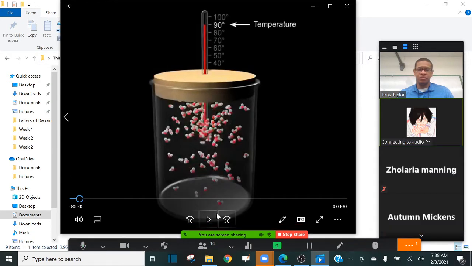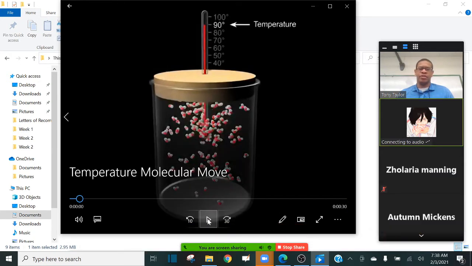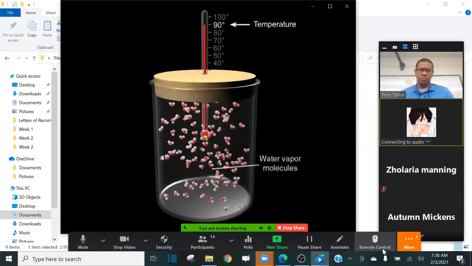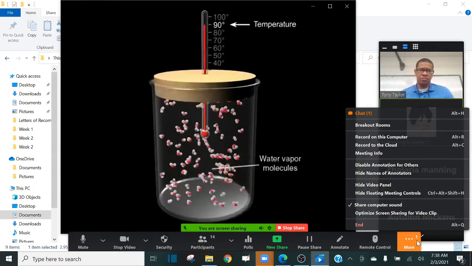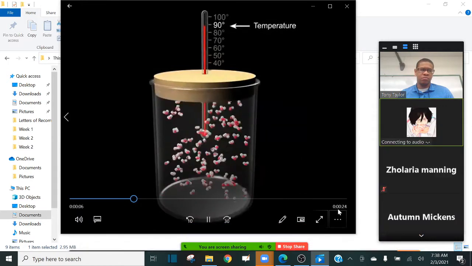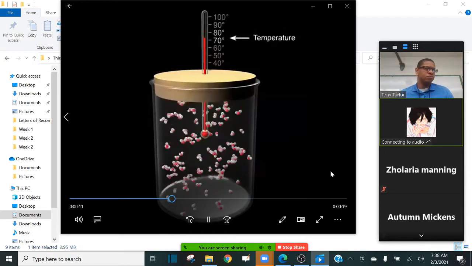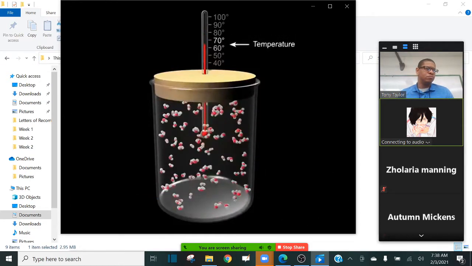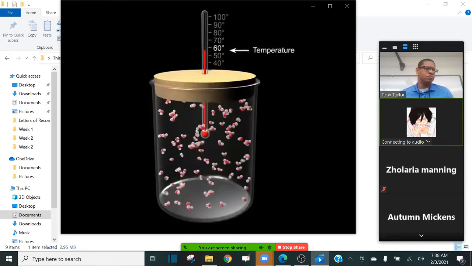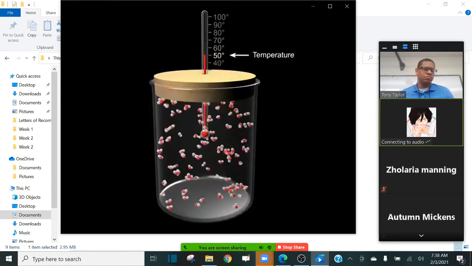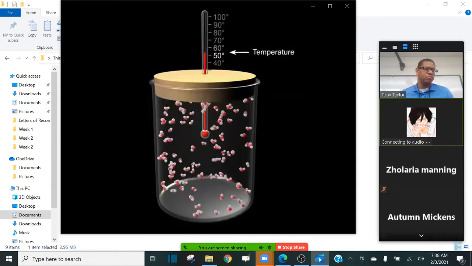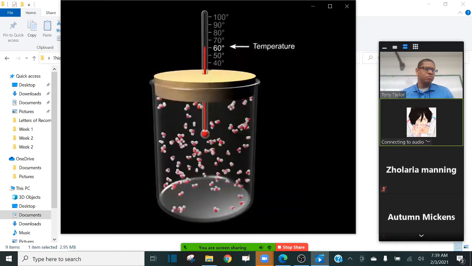As I'm going to show you here in this video clip. As the temperature inside the jar decreases, the water vapor molecules move more slowly. And as the temperature increases, the water vapor molecules move more quickly.